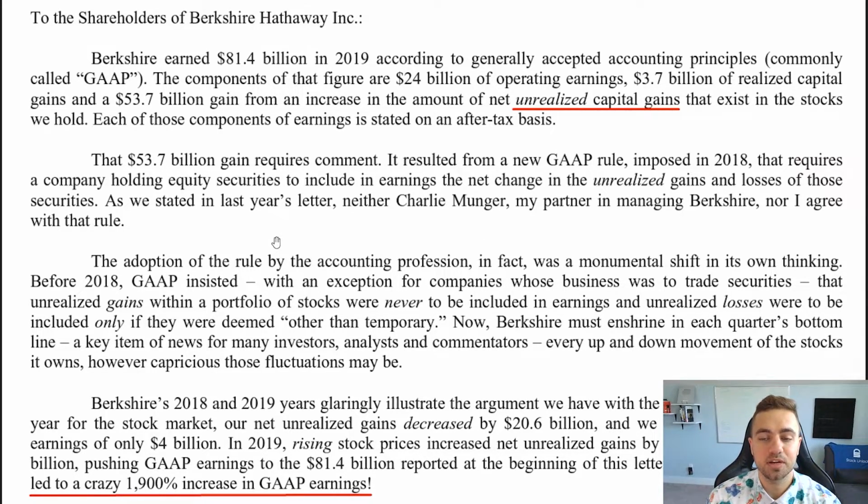And every single year, he does a letter to his shareholders to update them with his views on the market and investing principles. And again, in his 2019 letter, he writes this. This is a little bit of reading here. I'm going to read it to you. And trust me, it's worth your time.